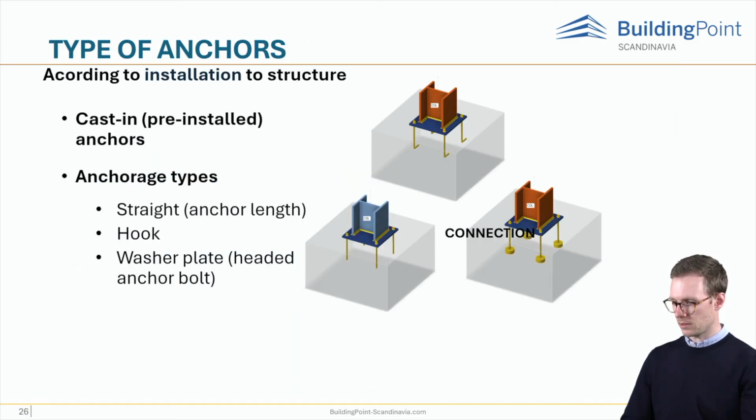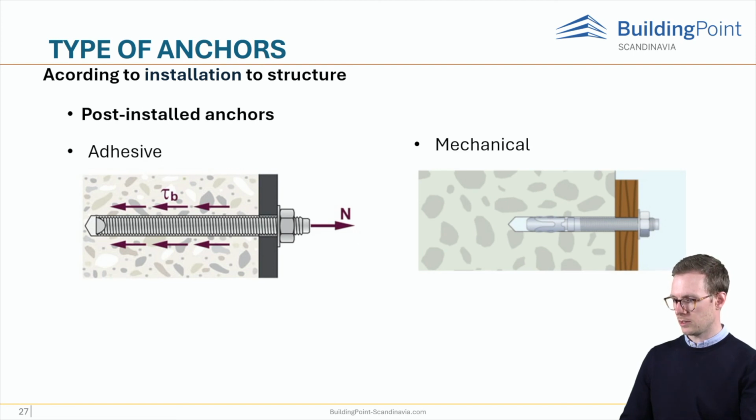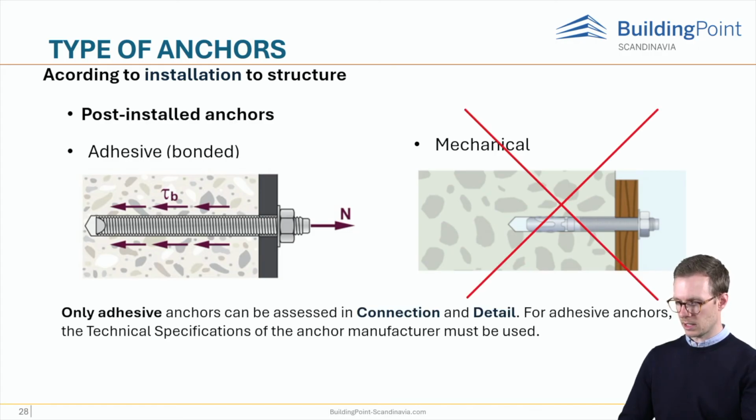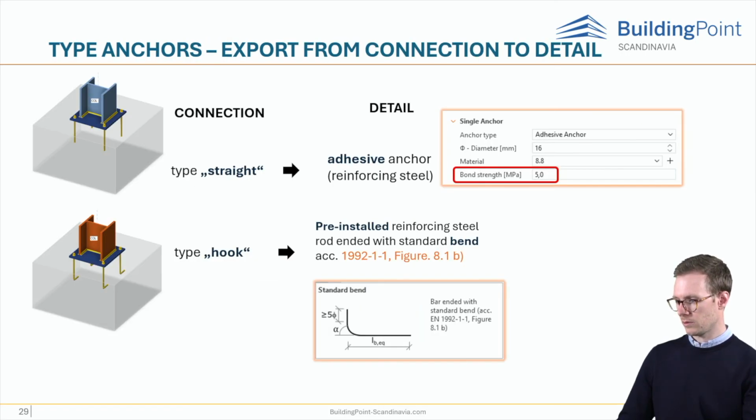Regarding the types of anchors, for the cast-in-place and pre-installed ones, you can choose from straight or hook or anchor ended with a washer plate. You can see them here. There is also the possibility to use post-installed anchors, but only the adhesive are available in connection and detail. The mechanical is not available now. For the adhesive anchor, the technical specifications of the anchor manufacturer must be used. The default value of the bond strength is set to 5 megapascals. You can of course edit it if you want to.